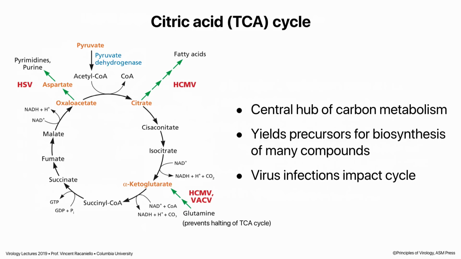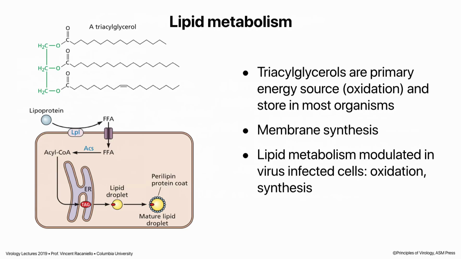And herpes simplex virus wants to make lots of pyrimidines and purines to make nucleic acids, right? And so it pulls oxaloacetate into that side channel as well. So again, this central hub is manipulated in many ways by viruses.